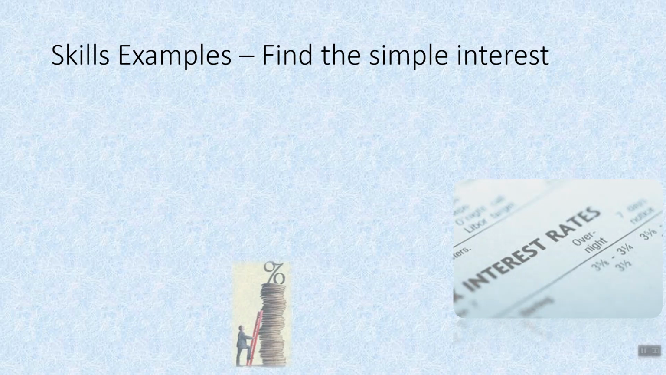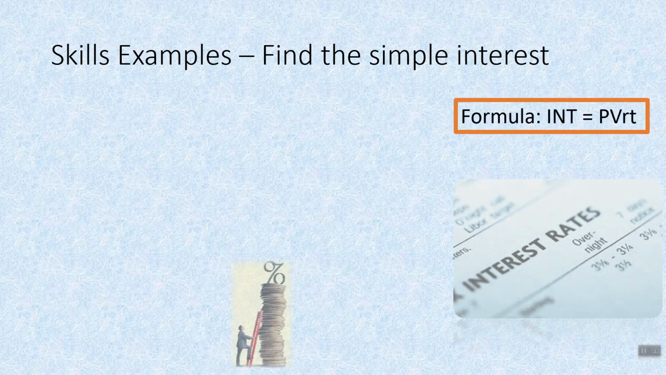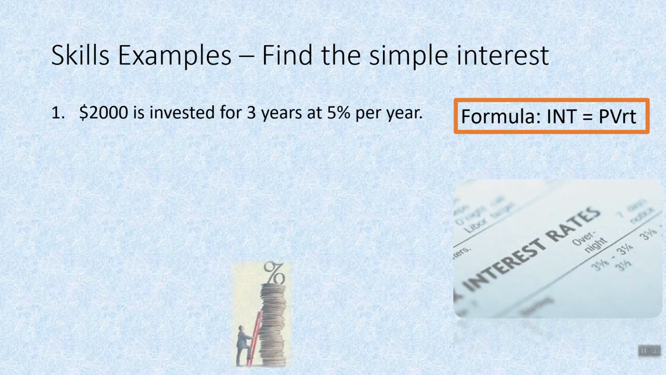Let's look at some examples, and we're going to find the simple interest. Remember, here's our formula. INT equals PV times R times T. So we have $2,000 invested for 3 years at 5% per year. Our PV, our present value, is $2,000. The interest rate is 5%. Remember, percents are for humans, decimals are for calculations.